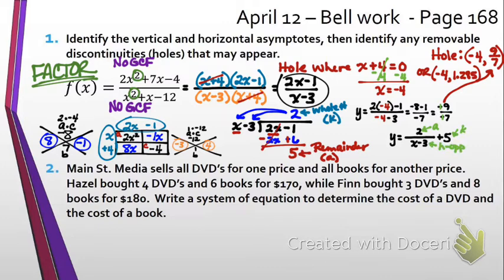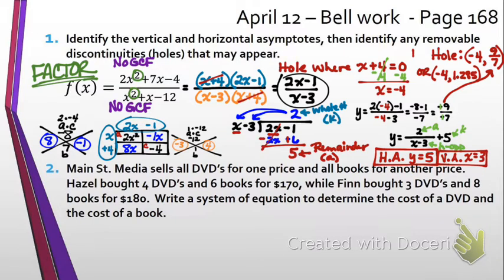So what is our horizontal asymptote? y equals positive 5, yes. Horizontal asymptote, y equals 5. So what is our vertical asymptote then? x equals positive 3.